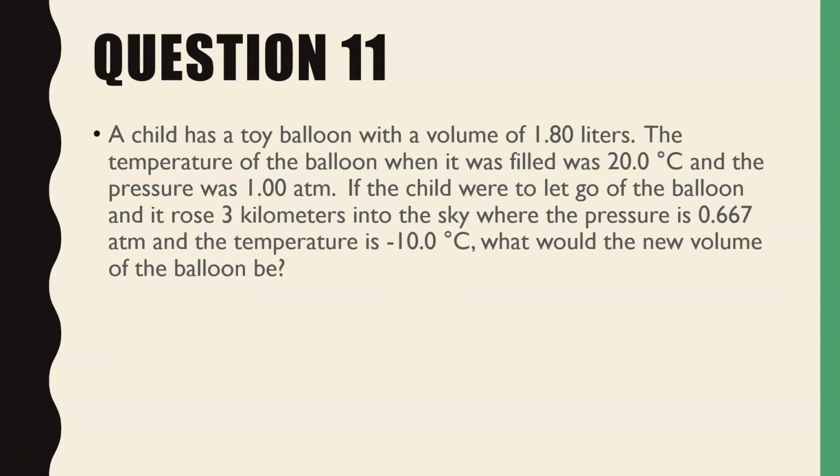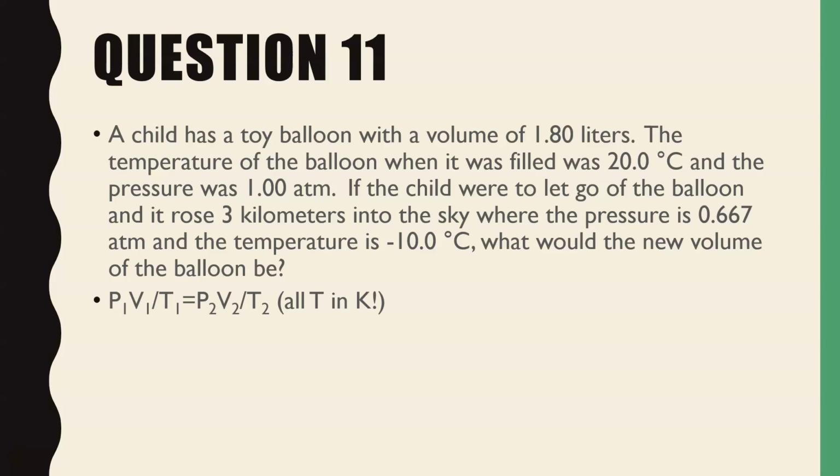So when we read through our problem, we notice that we're told a volume, a temperature, and a pressure. We're then told this information about 3 kilometers, which may have stumped some of you, but it actually wasn't information you necessarily needed, or at least not the 3 kilometers part. We're then told another pressure, another temperature, and ask about a new volume, which means we're using P1V1 divided by T1 equals P2V2 divided by T2, our combined gas law.